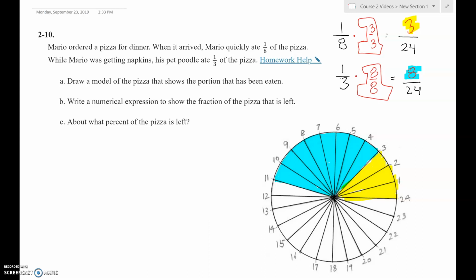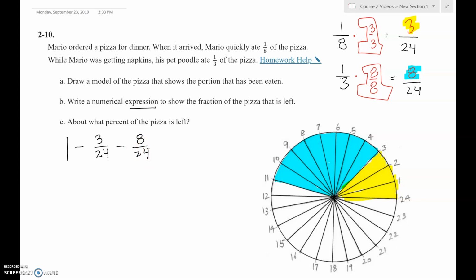Write a numerical expression. So we don't want an equal sign here. So we want just an expression that shows the fraction of the pizza that's left. So to find what's left, we need to take the whole pizza. So 1 whole pizza. So 1 pizza minus what's already been eaten. So minus Mario's and minus what the poodle ate. That is an expression for what's left.